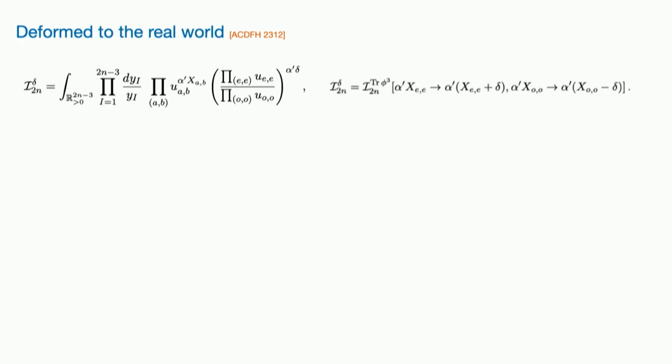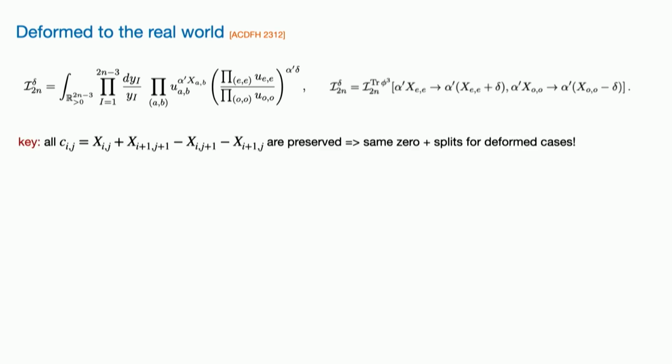Now, this is for phi cube. But here's the punchline: if you deform your amplitude, this is the phi cube amplitude, dy over y u to the x, by this special factor, you get to the real world. You immediately get pion and gluon scattering amplitudes out of phi cube. So this is just a kinematic shift. For a 2n-point amplitude, I'm shifting all my kinematic variables x even by an amount alpha prime delta and odd by the opposite amount. I'm not touching any even-odd. Just this simple shift. The key is that it preserves all the C_ij. The C_ij is invariant under this shift. This is the only shift that preserves all the C_ij, so it will preserve all the zeros and splitting.